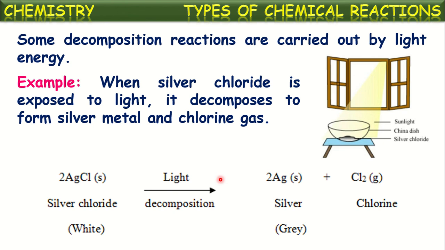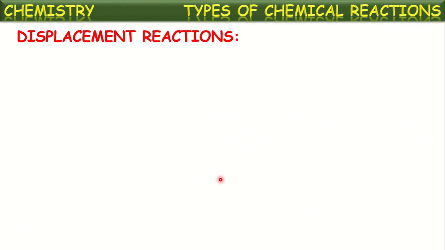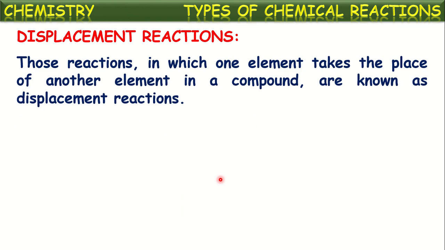Okay. Now let us see another kind of chemical reactions, that is displacement reactions. So the chemical reactions in which one element takes the place of another element in a compound are known as displacement reactions. So in these reactions, one element replaces another element from a compound and forms a new substance. Such kind of reactions are called displacement reactions.